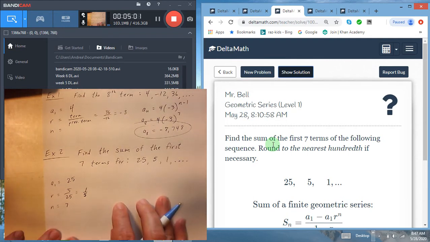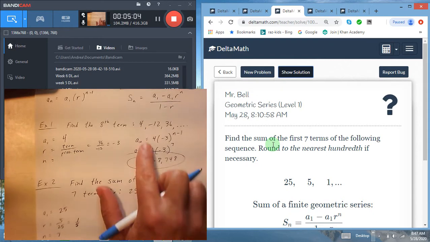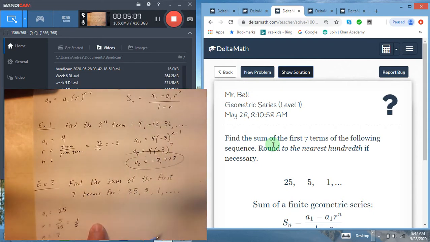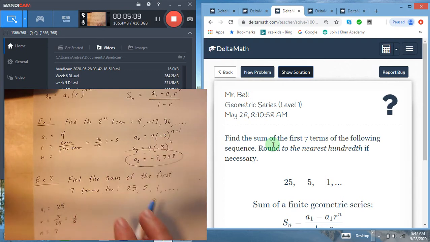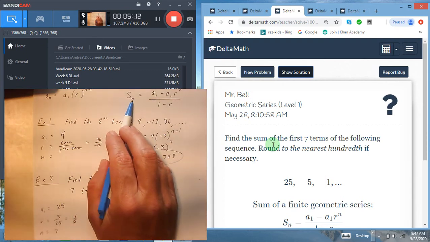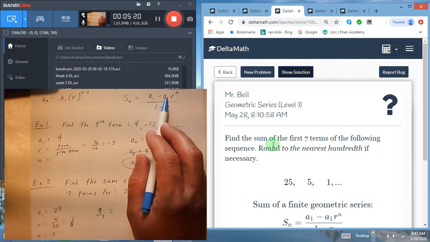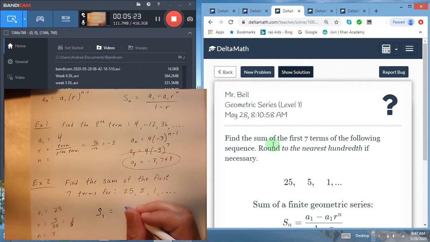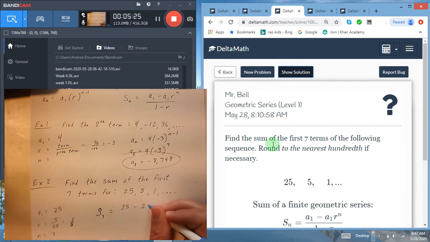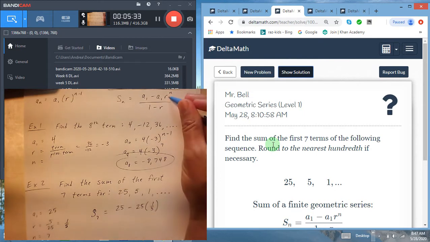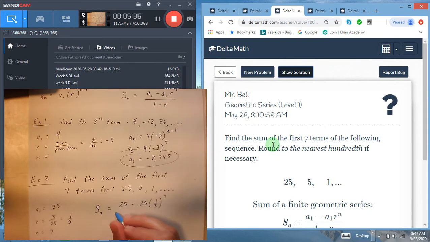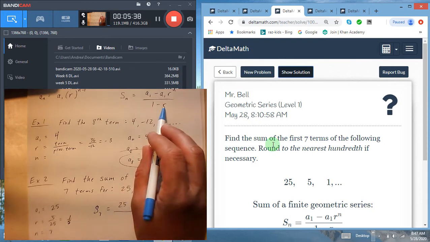So now I'm ready to set this thing up. Remember I'm referring back to this here. I'll see if I can keep it visible in the same view. Looks like we can. So I'm going to say S of 7 is equal to A1 minus A1 times R to the n. So A1 is 25 minus 25 times R, 1/5, raised to the number of terms we're finding, right? And that's 7. All divided by 1 minus R.